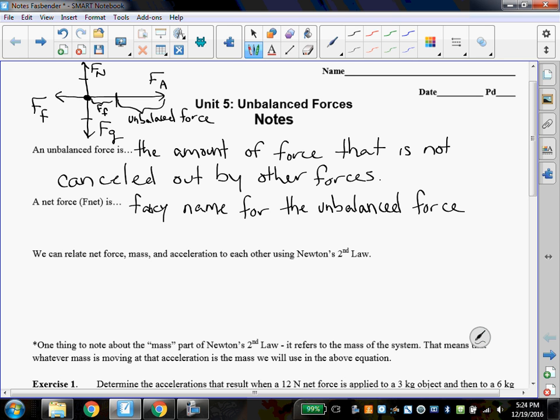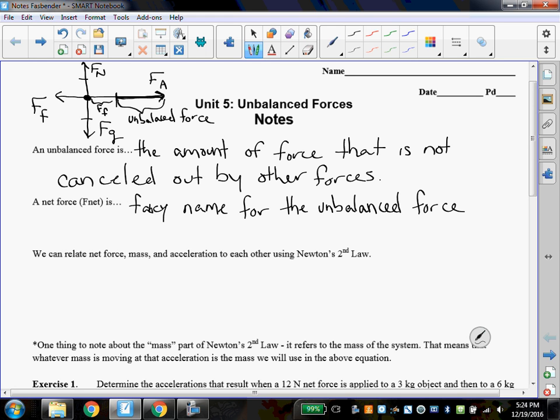So those are synonymous. You'll hear me in class use unbalanced force and net force. We're really referring to the same thing. We're referring to how much more force this applied force is exerting compared to maybe like the force of friction, or maybe how much more the normal force is exerting than maybe the force of gravity if we're heading in an elevator or something like that.